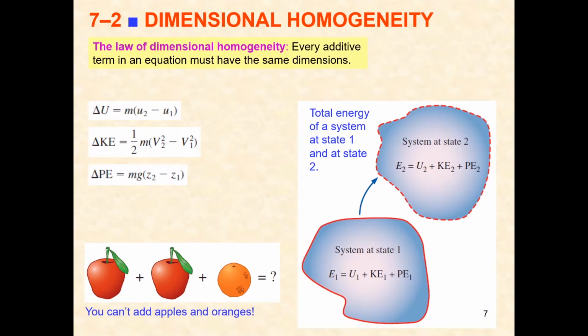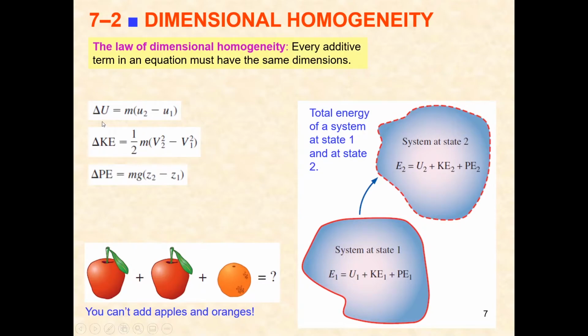Okay, dimensional homogeneity. This is very important in order to validate whether an equation is correct or not, by checking the units or dimensions of each of the terms in the equation to see whether they have the same dimensions or not.